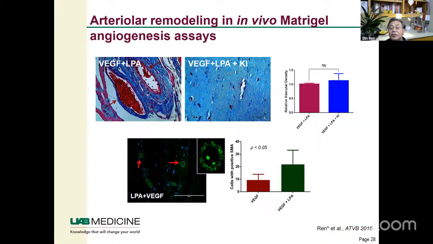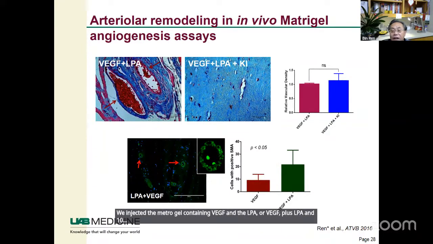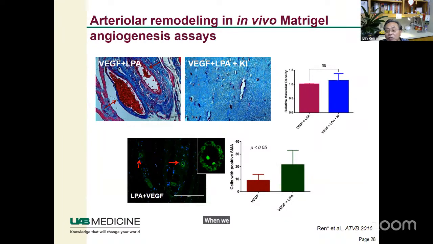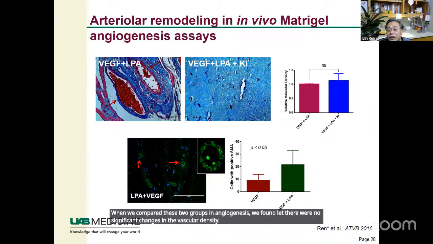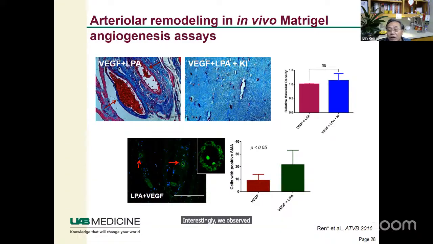This is an in vivo matrigel angiogenesis assay. We injected the matrigel containing VEGF and LPA, or VEGF and LPA plus LPA antagonist, subcutaneously into mice. When we compared these two groups in angiogenesis, we found that there were no significant changes in the vascular density. Interestingly, we observed formation of functional blood vessels in the matrigel containing both VEGF and LPA.